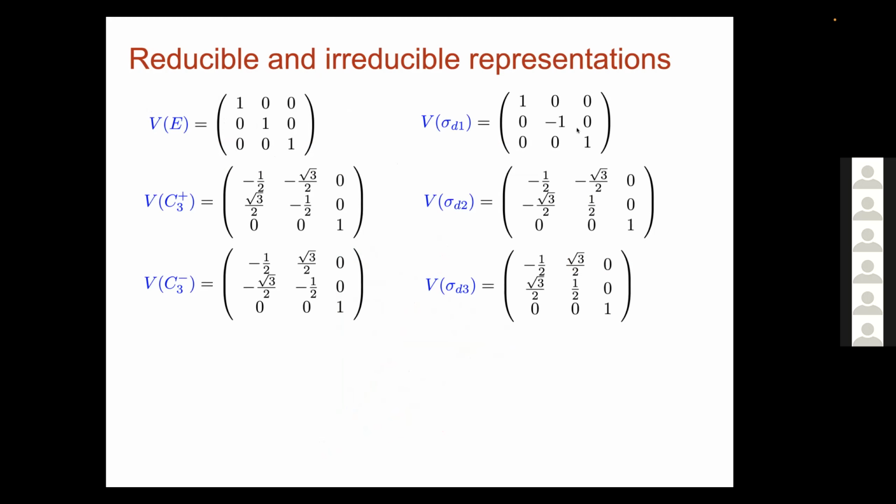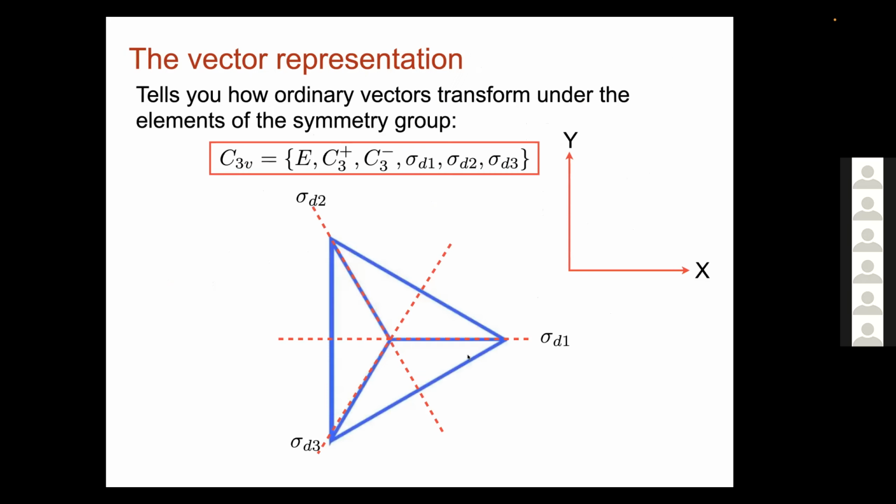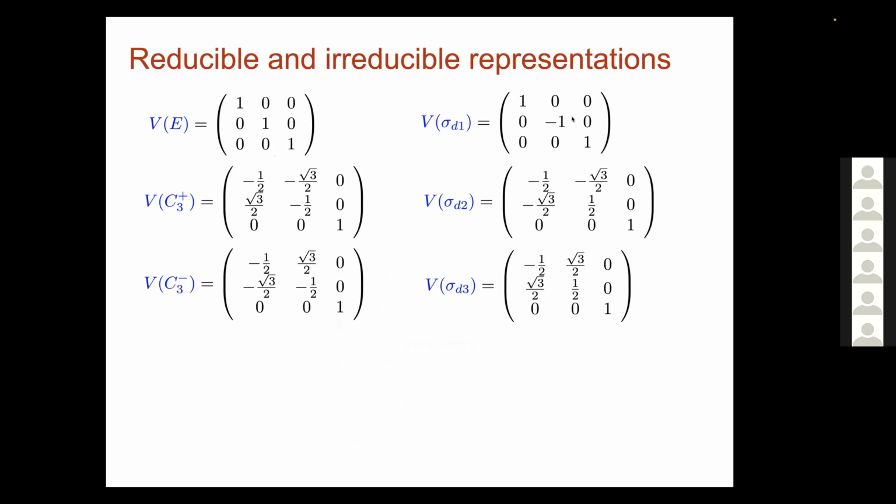This is also very easy because this plane is sigma d1, which is parallel to the x-axis. So this contains the x and z-axis. They are not reversed, but the y-axis, which is perpendicular, is reversed by a reflection. So obviously, I have 1 for x and z, and -1 for y. So they are obvious. These are not so obvious. I'll give you a recipe to construct this.